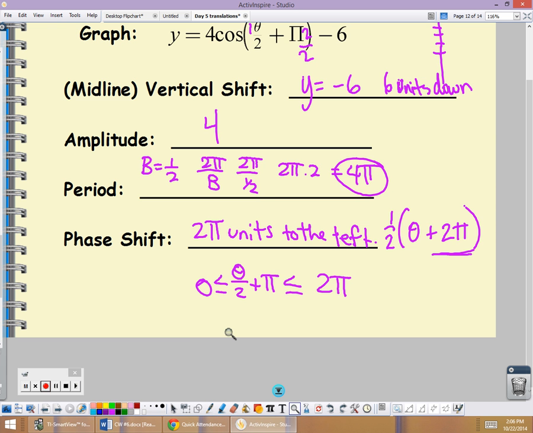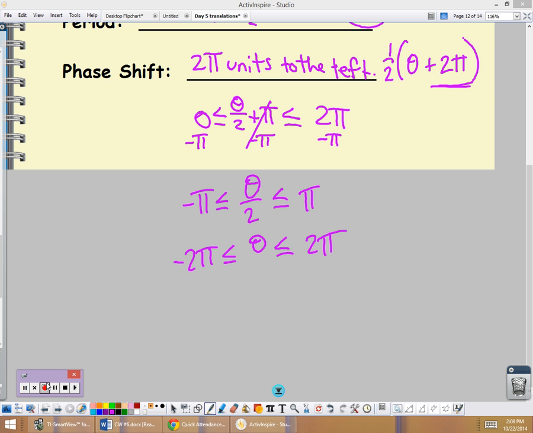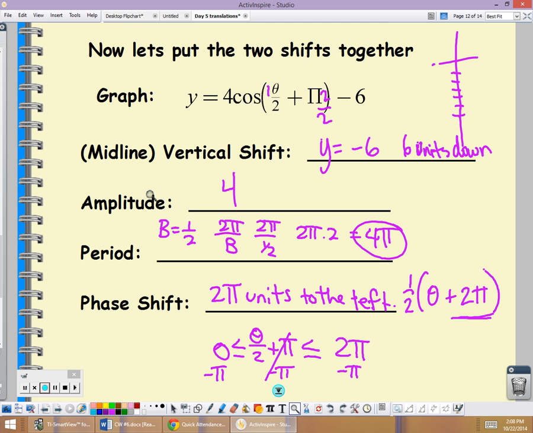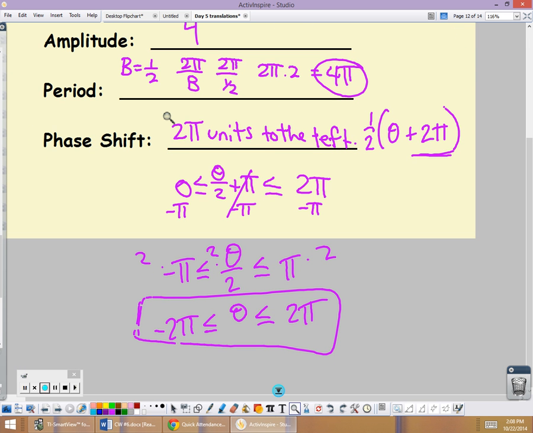Ready, go. Try it on your own. We just figured out we're going to multiply by 2 in this case to get my theta by itself. So we end up that the place that we are plotting starts at negative 2 pi, ends at positive 2 pi, and that tells me that my period should be 4 pi, which is confirmed by what we did earlier, that our period is 4 pi. If we have 2 pi's and we take away 1 pi, we have 1 pi left. Okay?